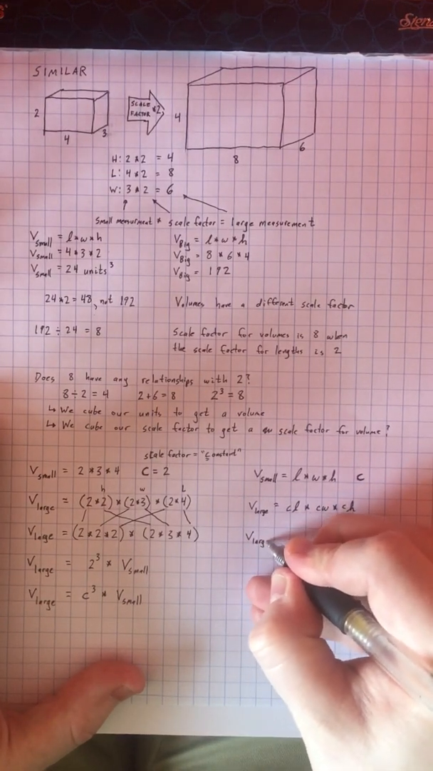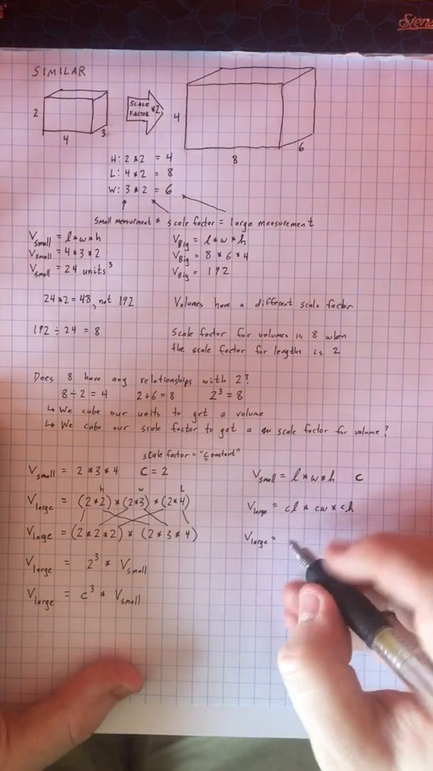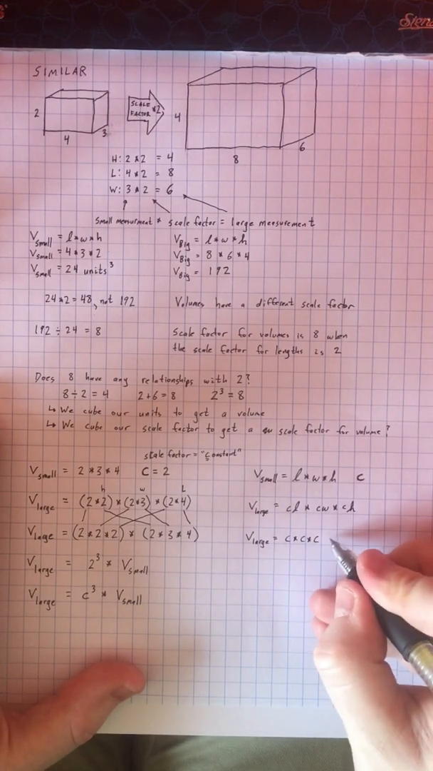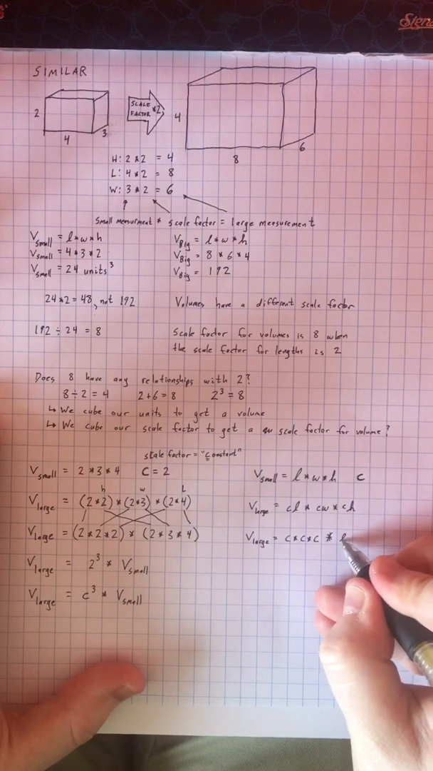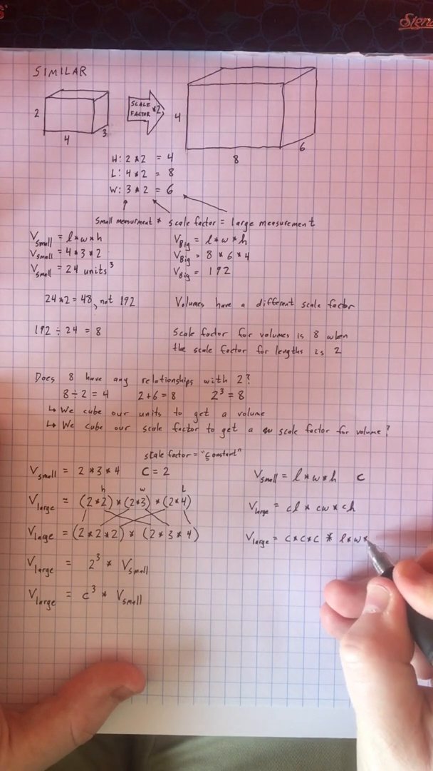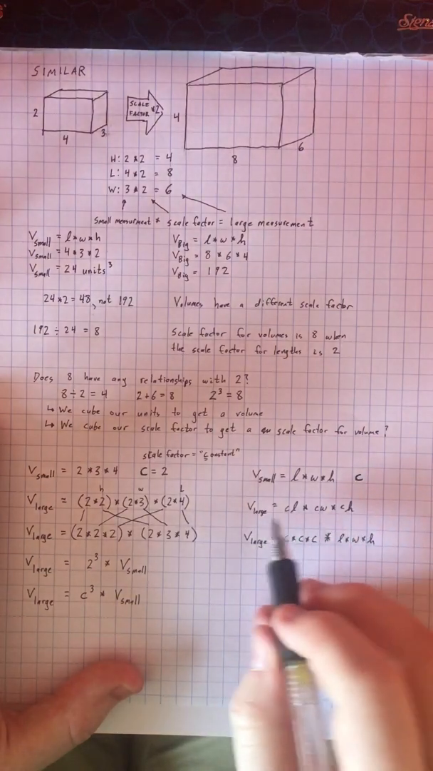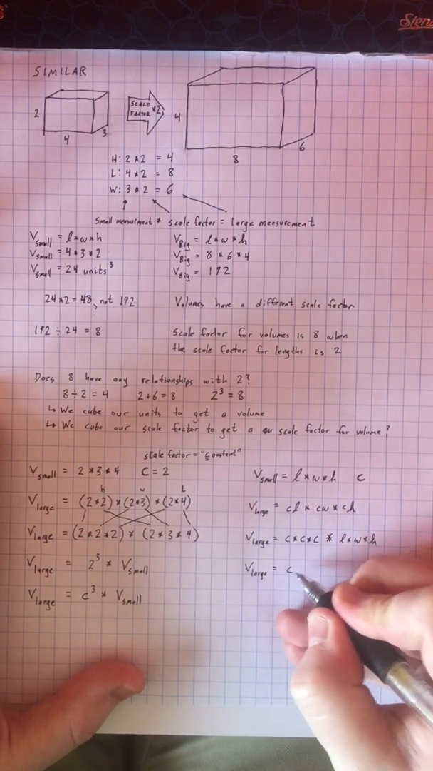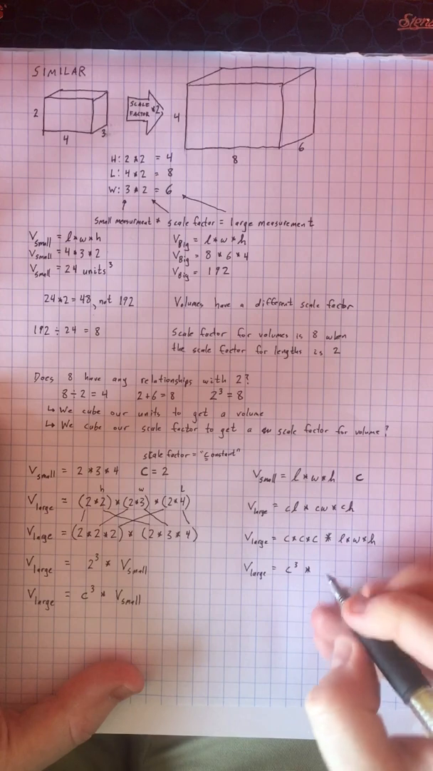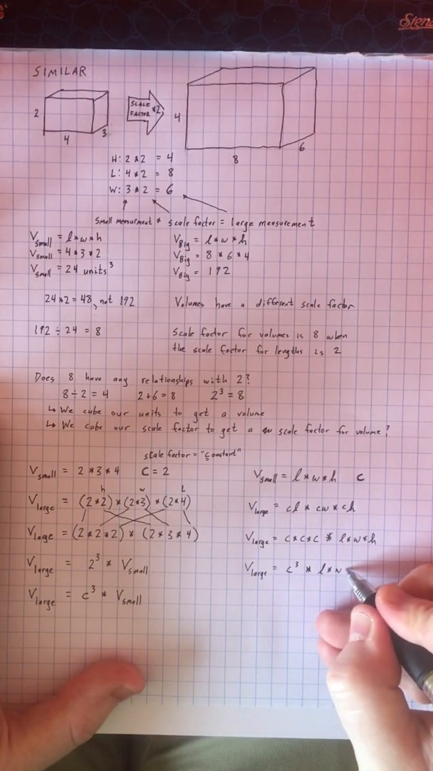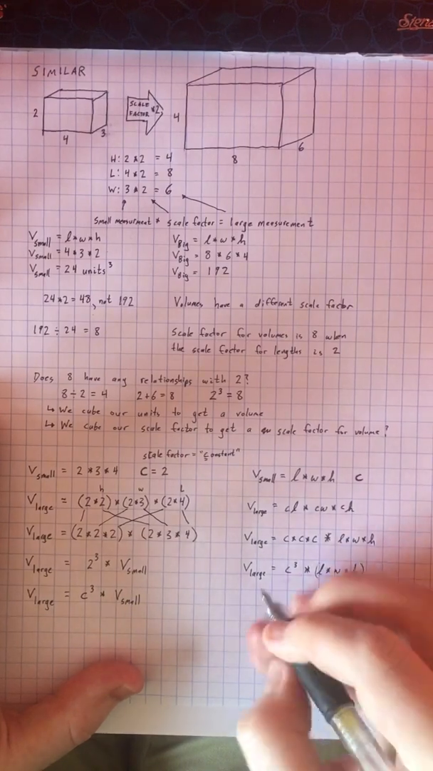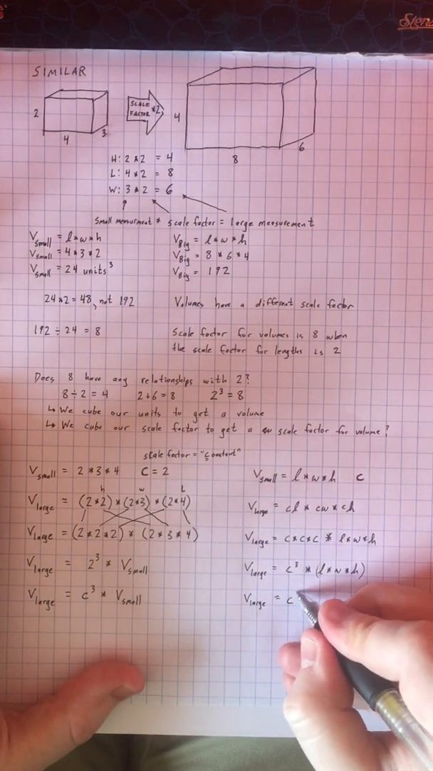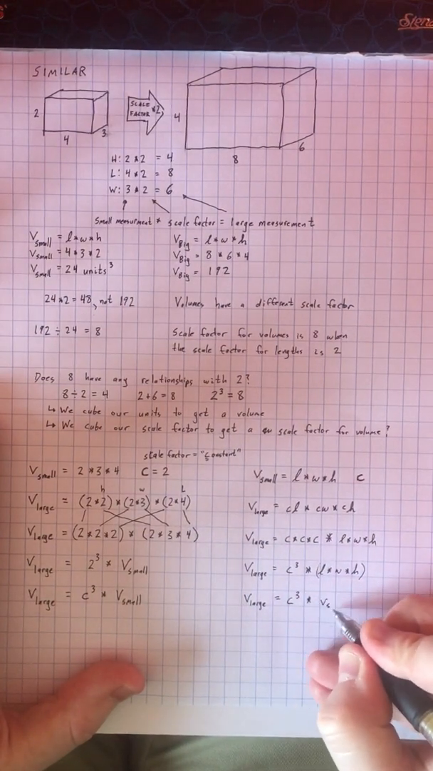Because multiplication is commutative and associative, I can rearrange the order and choose to do certain parts first if it makes life easier for me. So I can rewrite this as C times C times C times L times W times H. All I've done is change up the order of the multiplication here, which means I can write V large as C cubed times L times W times H, which means my large box, no matter what its numbers were that got plugged in there, is my scale factor cubed times the volume of my small box.